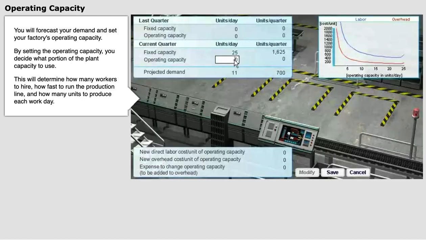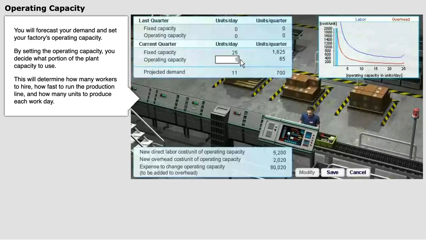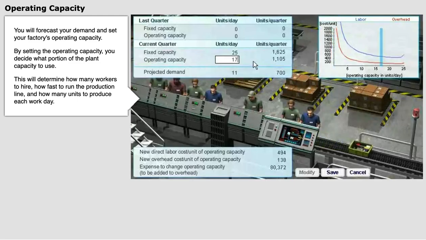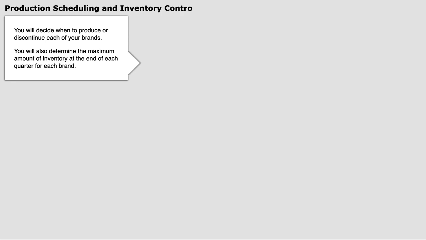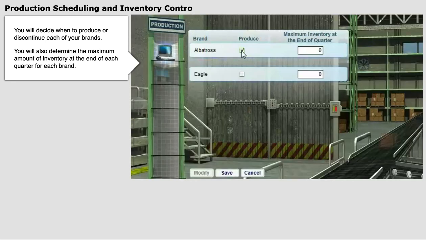You will forecast your demand and set your factory's operating capacity. By setting the operating capacity, you decide what portion of the plant capacity to use. This will determine how many workers to hire, how fast to run the production line, and how many units to produce each workday. You will decide when to produce or discontinue each of your brands. You will also determine the maximum amount of inventory at the end of each quarter for each brand.